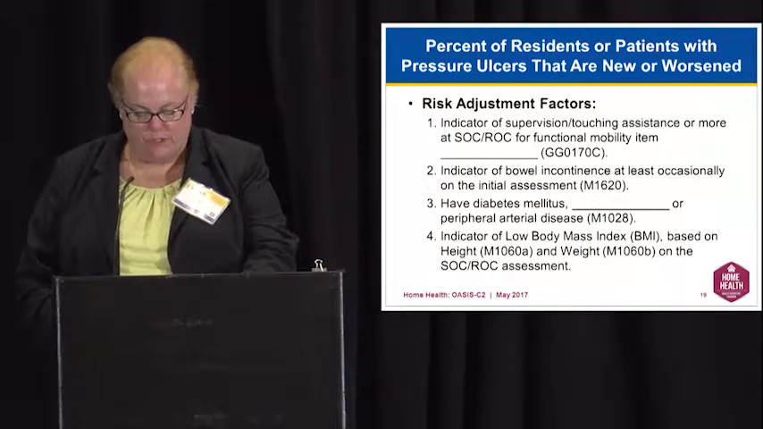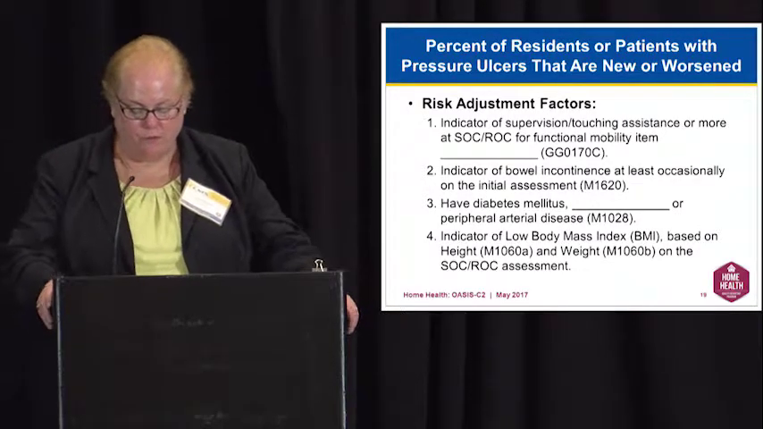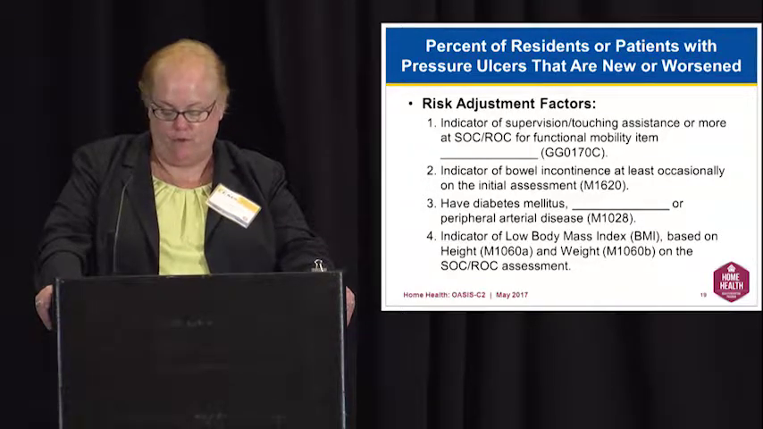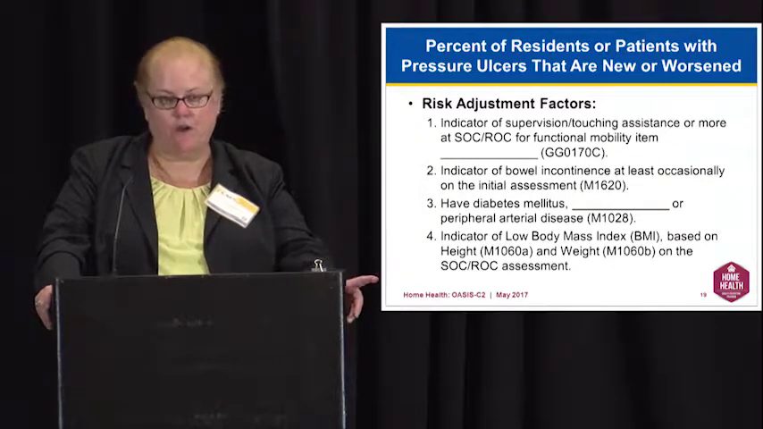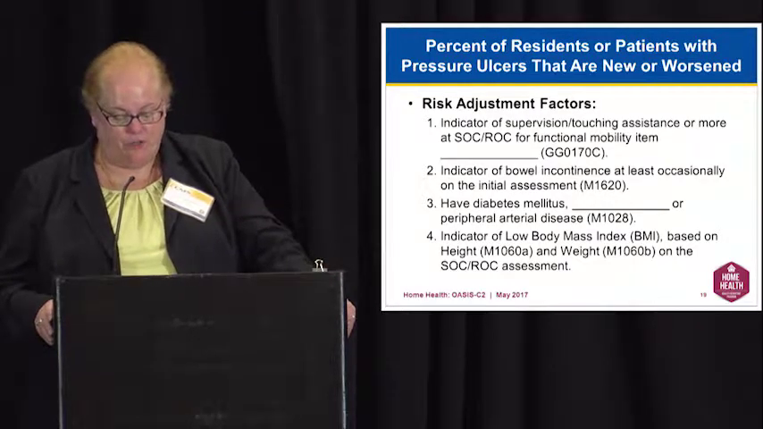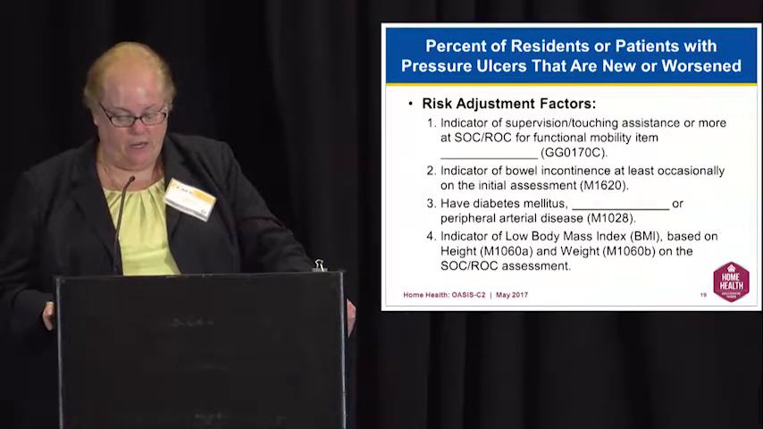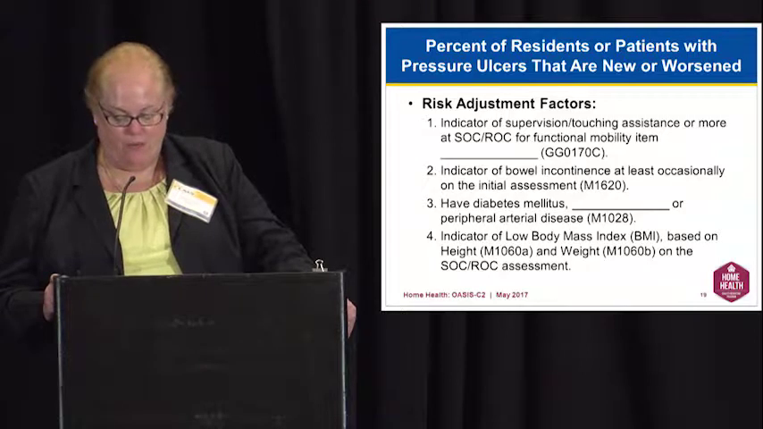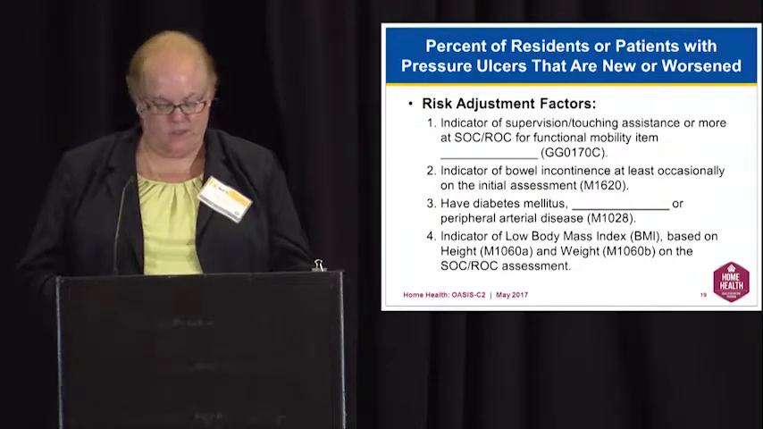So let's look at some of the risk adjustment factors. Indicators of supervision, touching assistance, or more at the SOC/ROC for a functional mobility item, and then fill in the blank. Lying to sitting, I hear, okay. I'm going to go through the rest of these and then we'll look at the answers. Indicator of bowel incontinence at least occasionally at the initial assessment. Diabetes mellitus, blank, or peripheral arterial disease. And then indicators of low body mass index based on height and weight on the SOC/ROC. So let's look at these.